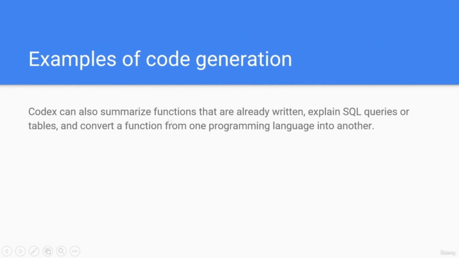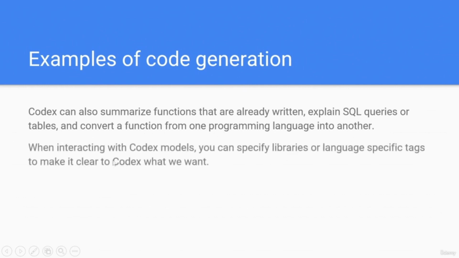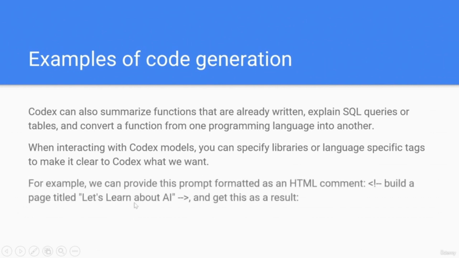Codex can also summarize functions that are already written, explain SQL queries or tables, and convert a function from one programming language into another. When interacting with Codex models, you can specify libraries or language-specific tags to make it clear to Codex what we want. For example, we can provide this prompt formatted as an HTML comment, like you can see here, "build a page titled Let's Learn About AI", and then get this result.